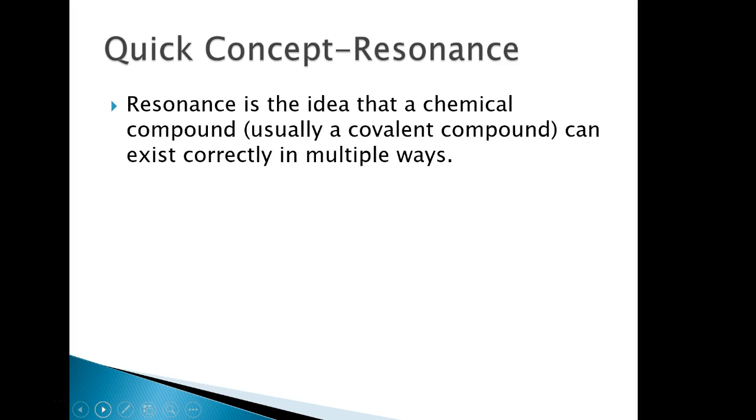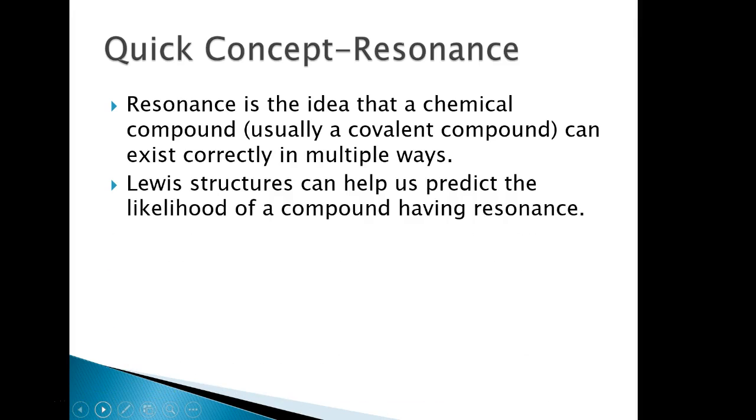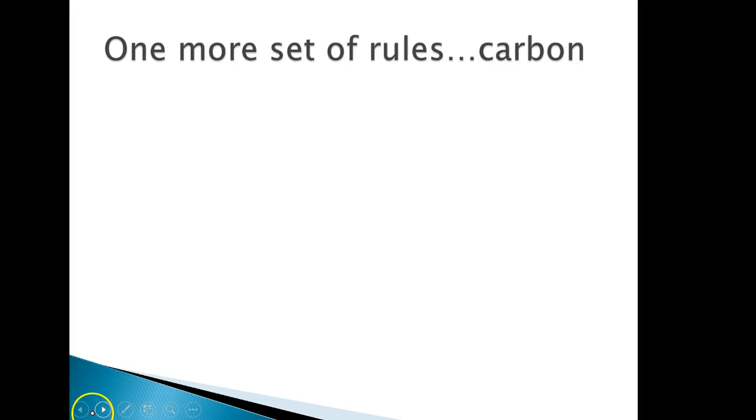So Lewis structures can help us predict the likelihood of a compound having resonance. Generally speaking, it means it has double bonds.